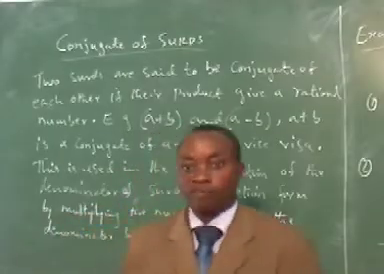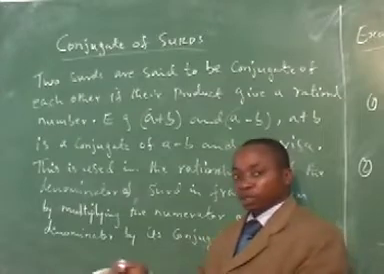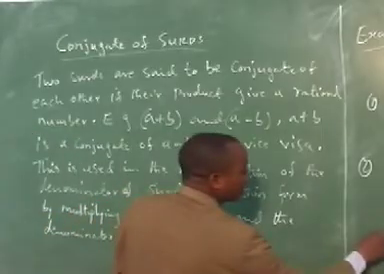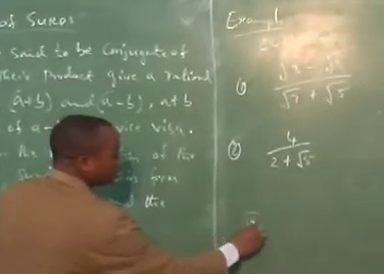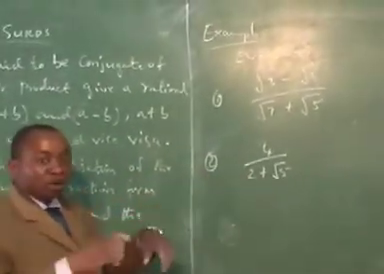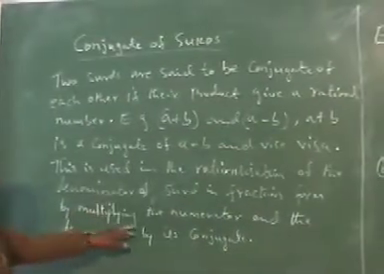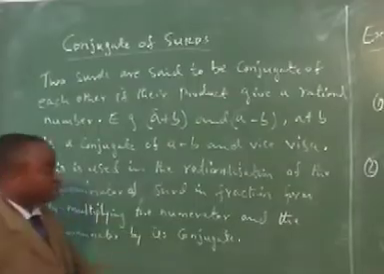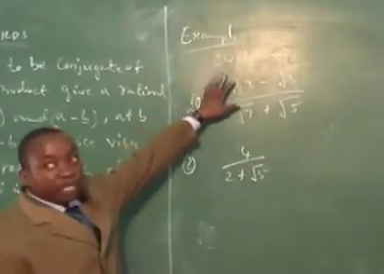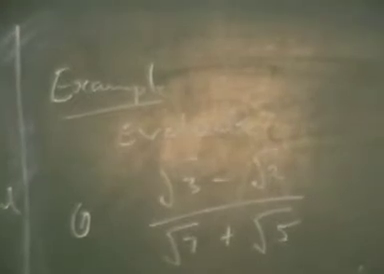If a surd is in fractional form, and the denominator has a surd with a plus sign, you know, the other time we were looking at a denominator that has only a surd. In this form, we look for the conjugate. We do that by multiplying the numerator and the denominator by its conjugate. For example, we are asked to evaluate this surdic expression.